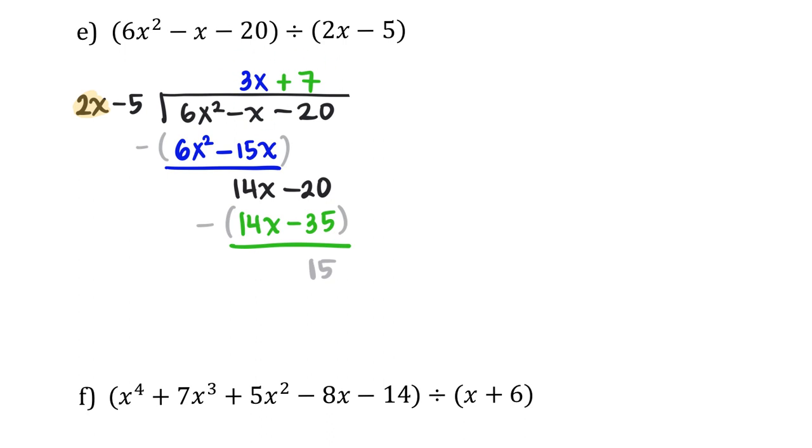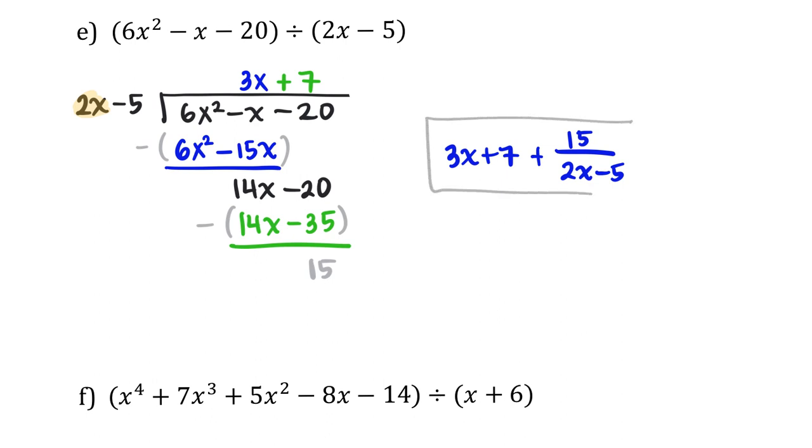So my answer looks like this. My answer is 3x plus 7. My remainder is positive 15. I divided by 2x minus 5. And it's okay that this is my answer. The higher the exponent here, the more likely you are to have a higher exponent on your answer.